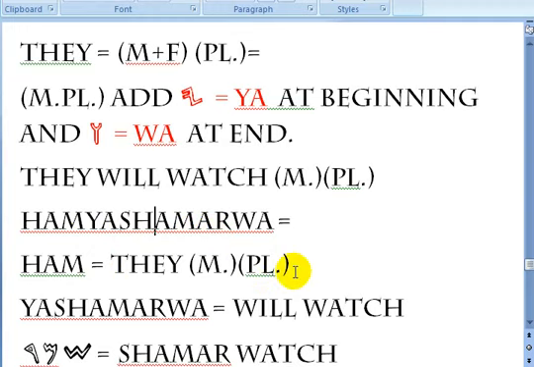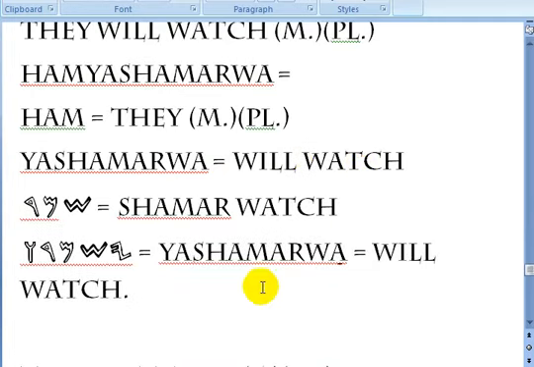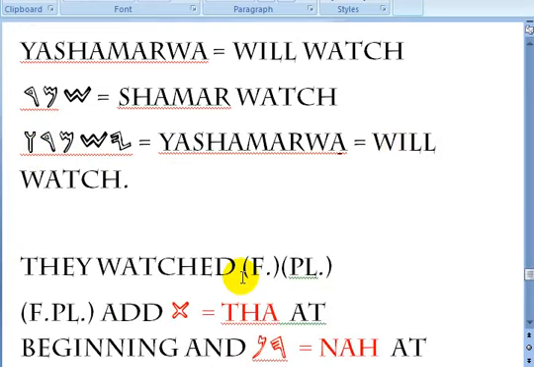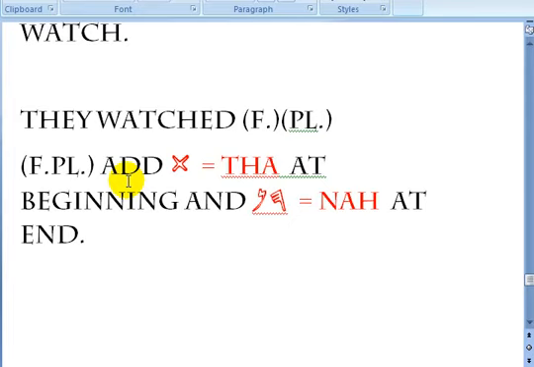Hum is they, male plural. Ya, shamar, wa is will watch, future tense. Shamar is watch. Ya, shamar, wa is will watch, future tense. All right, now they watched, female plural.